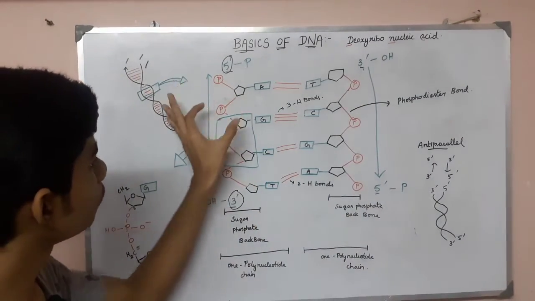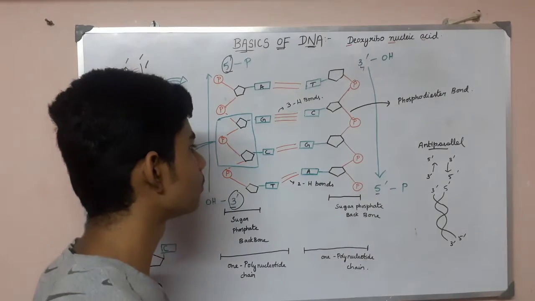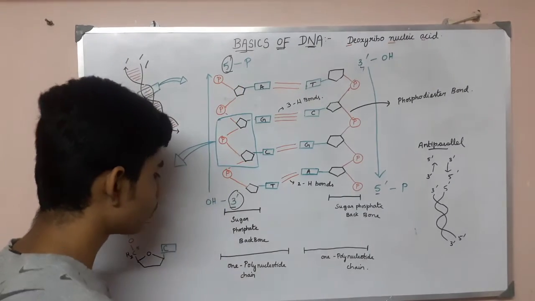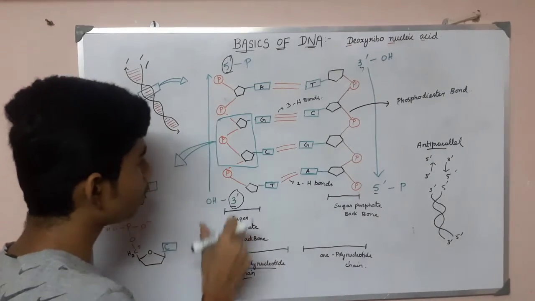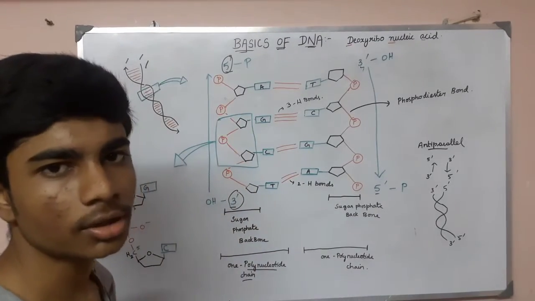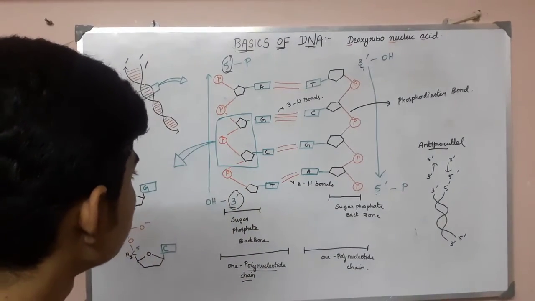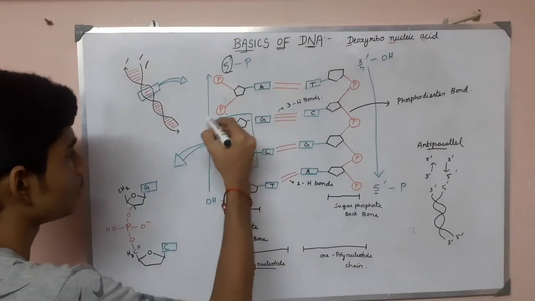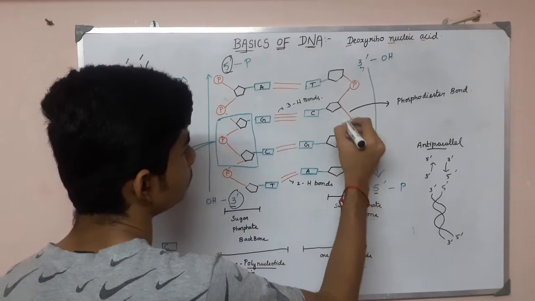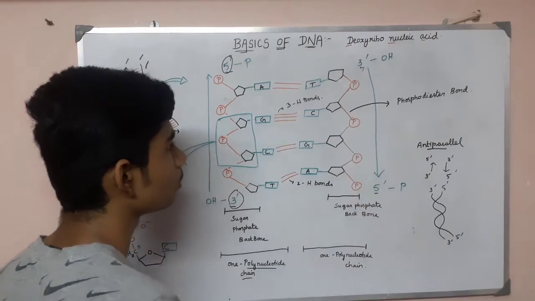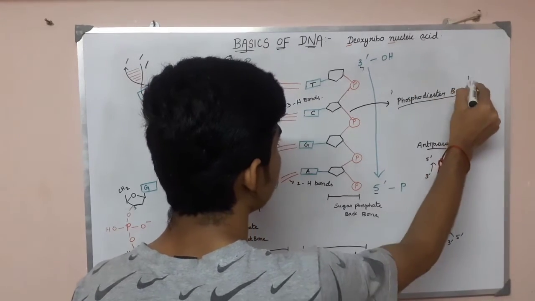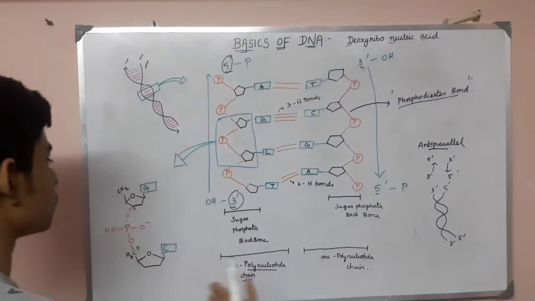This series of nucleotides, this nucleotide is a structural unit of the DNA, and this nucleotide forms repeating units and forms a polynucleotide chain. This is one polynucleotide chain, and this is another polynucleotide chain. So DNA is also called a polynucleotide, right? Let us see this detailed structure, how this bond is formed. This bond is known as the phosphodiester bond. The bond between the sugar molecule and the phosphate group is known as the phosphodiester bond. This is a very important bond which maintains the structure of the DNA.